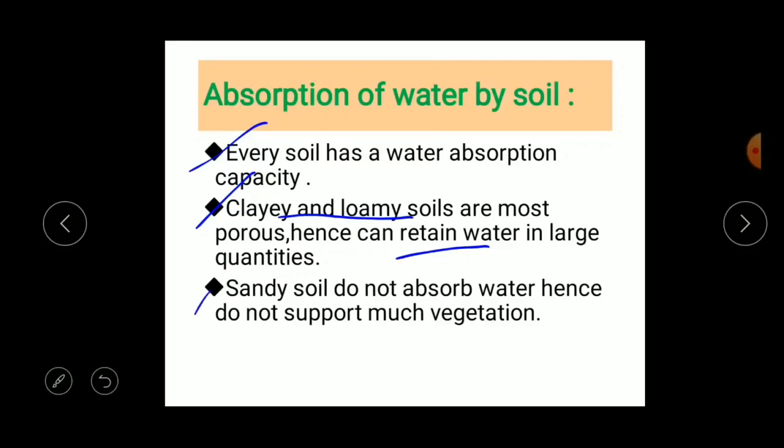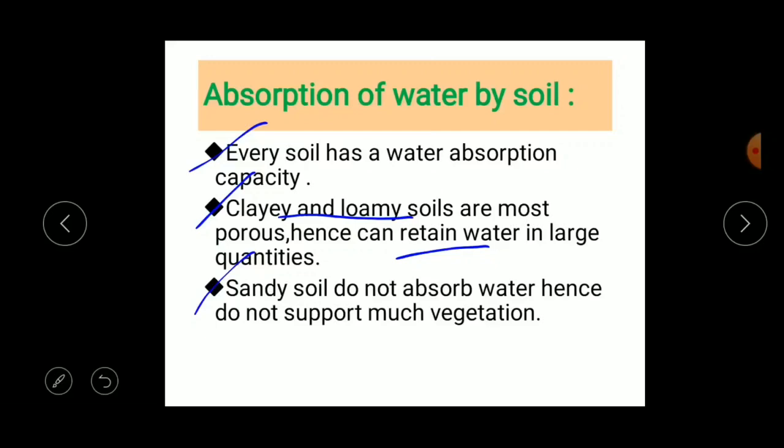The next point is, sandy soil does not absorb water, hence does not support much vegetation. As you know, sandy soil does not absorb the water, hence it does not support much vegetation. So you cannot grow many crops in sandy soil because it does not absorb the water.